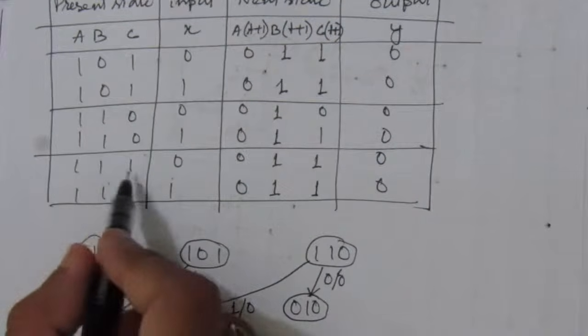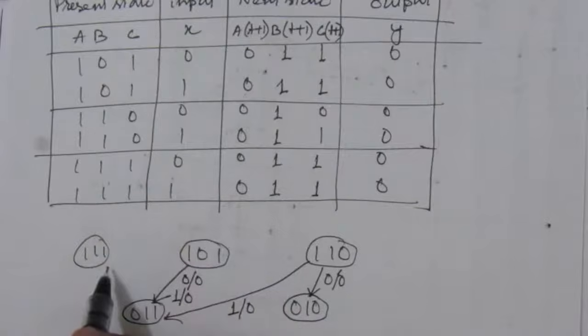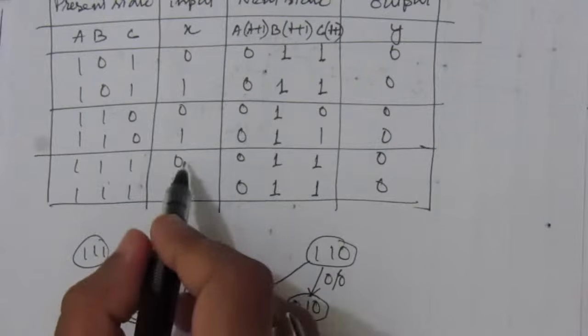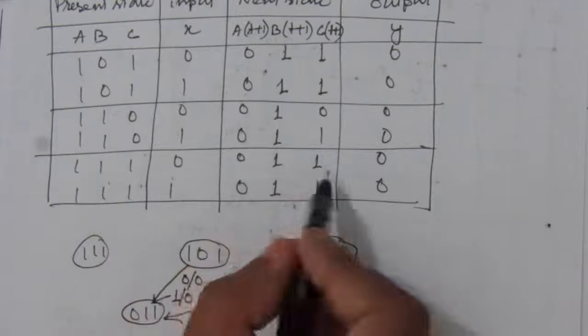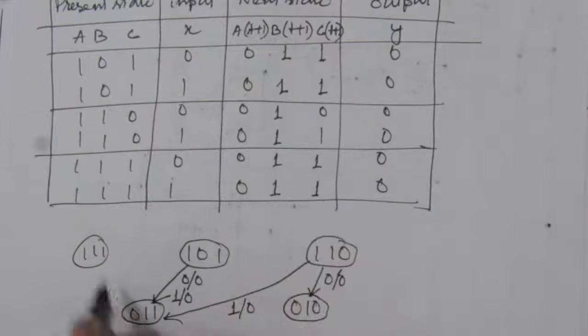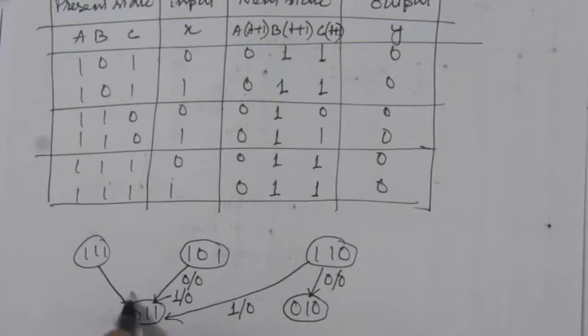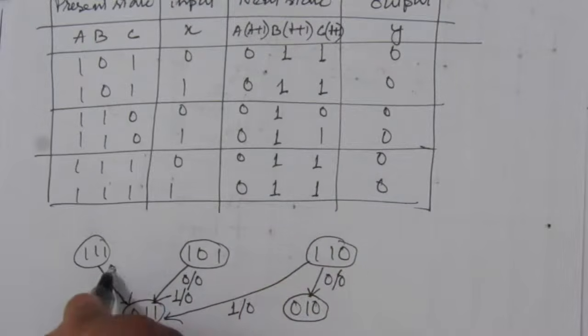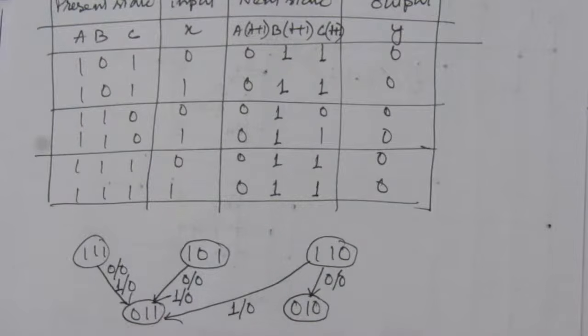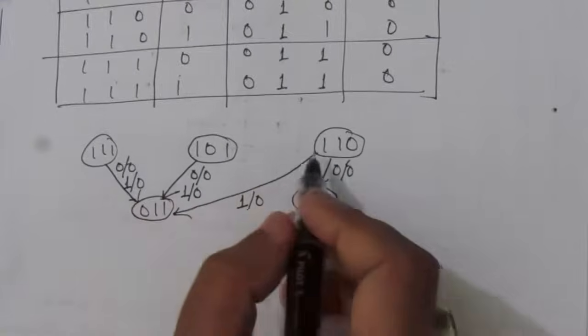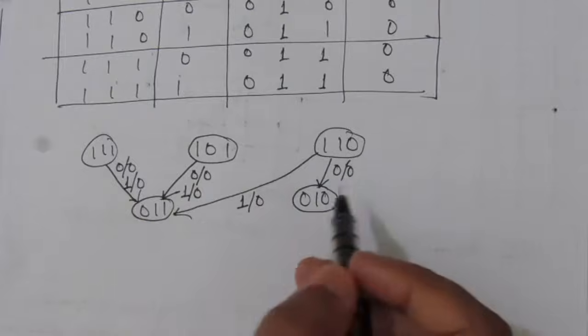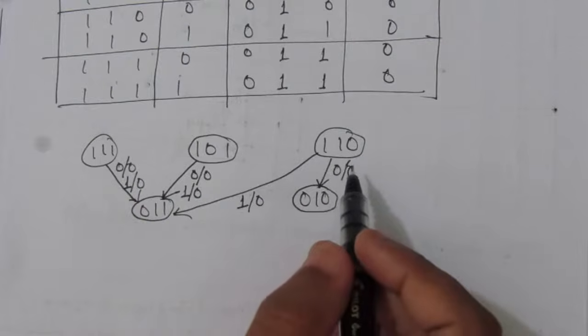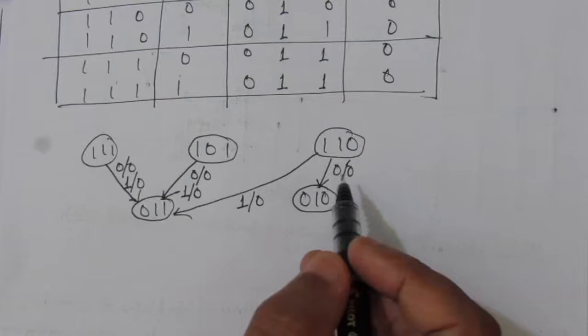Next we have the present state 1 1 1, that is this one. For both inputs, 0 and 1, the next state is 0 1 1. So it will go to 0 1 1 for input 0, output is 0, and for input 1, output is 0. Here we can see that these remaining three states result in 6 don't care conditions that we have used in the K-maps.